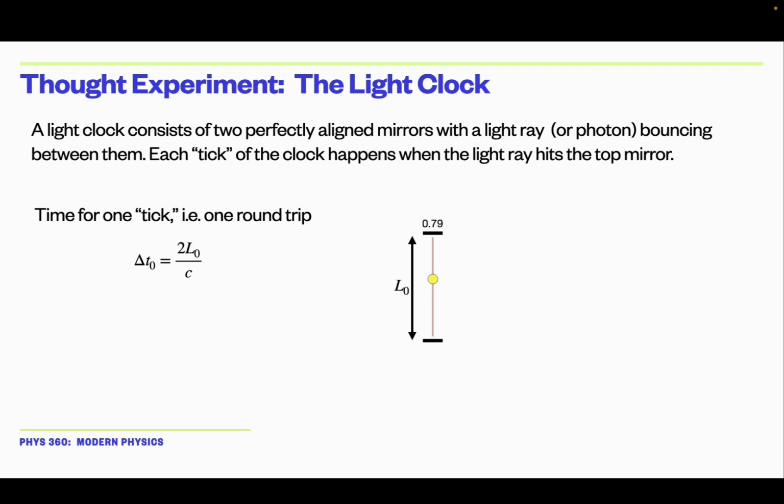So every time the light beam gets up to the top, it's one tick of our light clock. And this light clock has been calibrated so that every time our light beam reaches the top, one tick has elapsed. So right there is like 3 ticks of the clock, and so on. The duration of one tick is just the total distance traveled between going from the top down to the bottom and then back up to the top again. So that's going to be 2L0 divided by the speed of light c. That gives you the time for one tick.